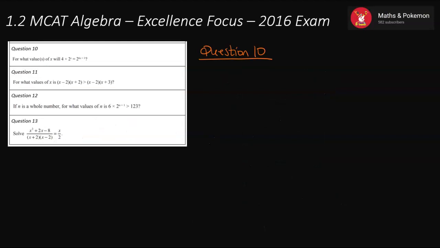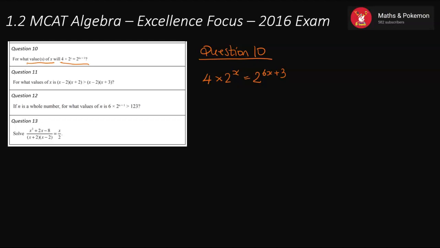We are now on to question number 10, and we've been asked for what values of x will this equation be true. So let's start off by jotting the equation down. 4 times 2 to the power of x is equal to 2 to the power of 6x plus 3. So straight away, I know I've got unknown powers from dealing with an exponential equation, which means I need the same base numbers. That 4 is a bit annoying.